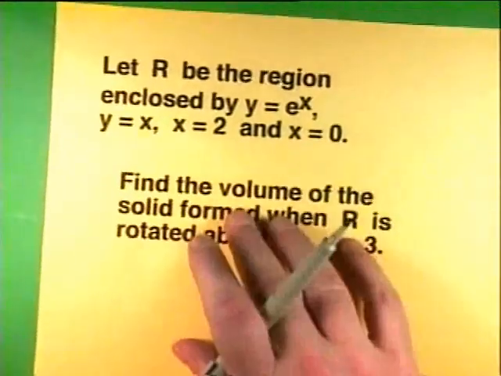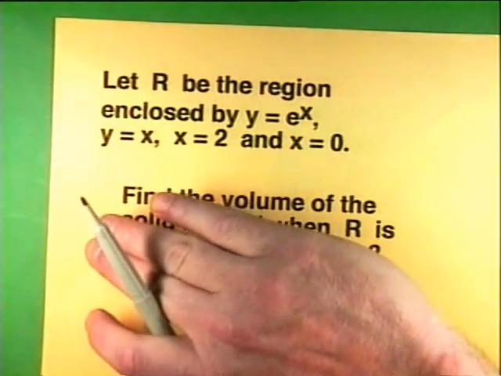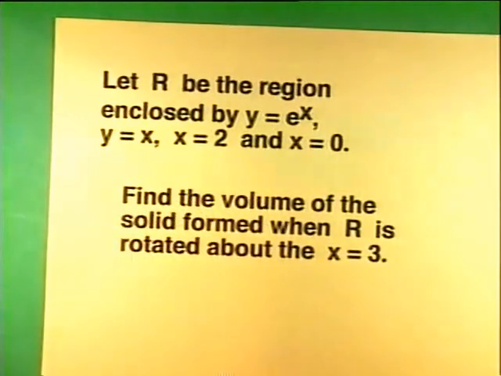Hey, I don't want you to find the volume. I just want you to find the area of this region: y equals e to the x, y equals x, x equals 2, and x equals 0. Find the area of that region. Okay, hold on. y equals e to the x.